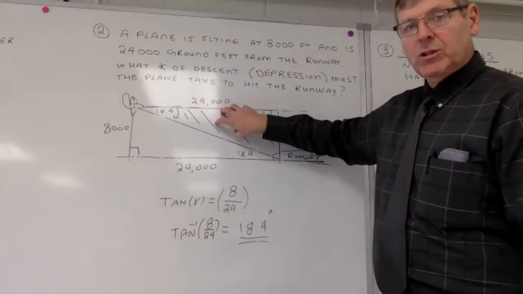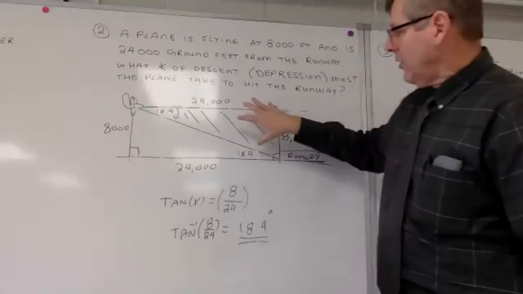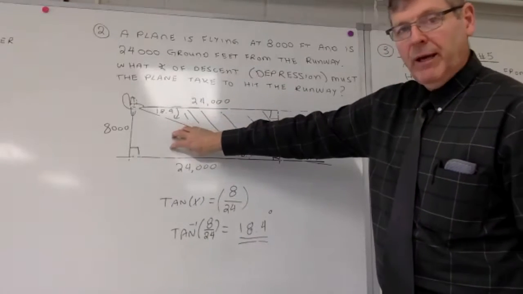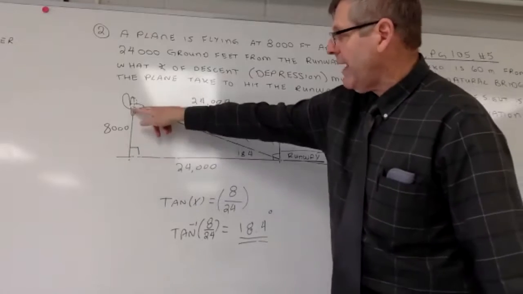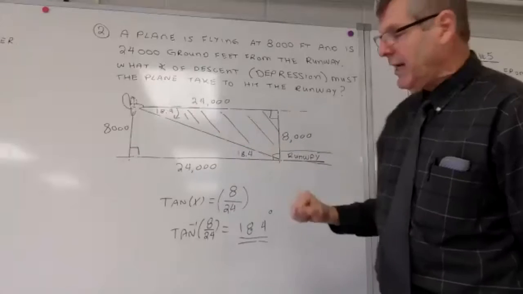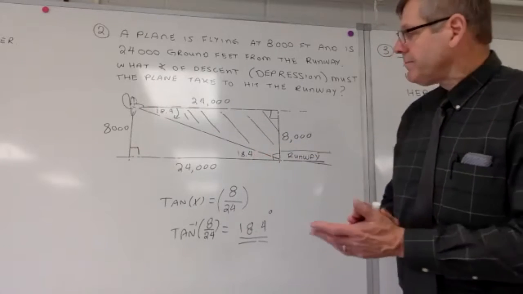If this makes more sense to you because your reference point is being the pilot, go ahead and draw it out. Use this triangle. If this triangle makes more sense because you're on the ground and you know this is 24,000 and it's 8,000 high, and you understand that this angle is the same as the angle of descent, go ahead and solve it, finding that angle.